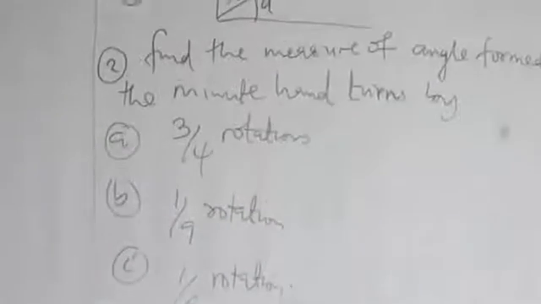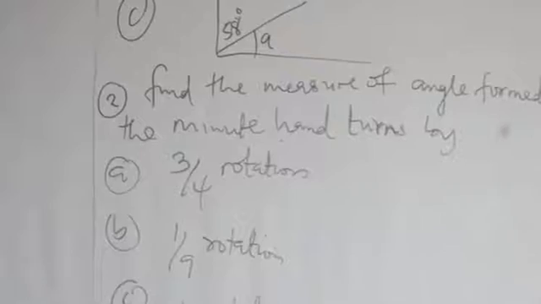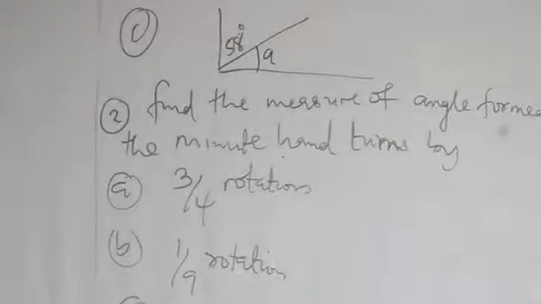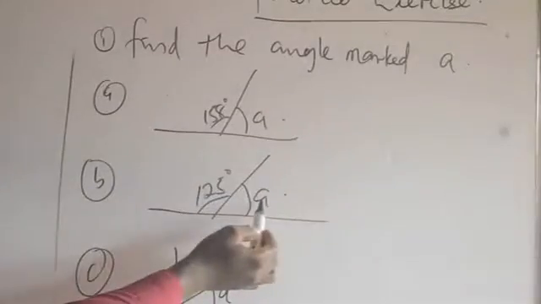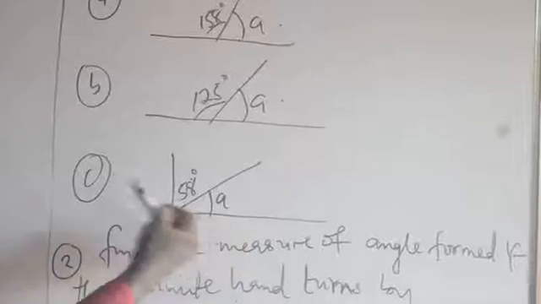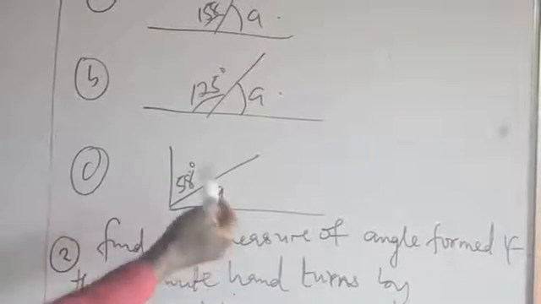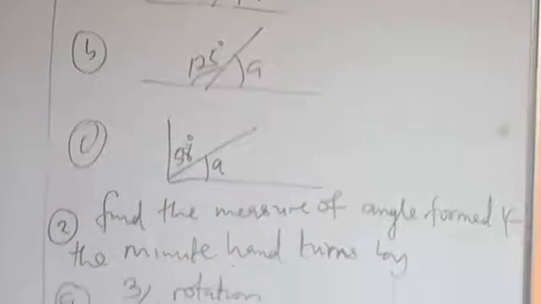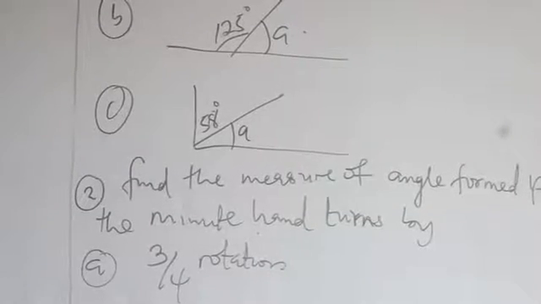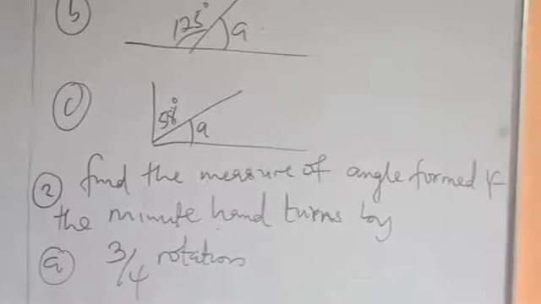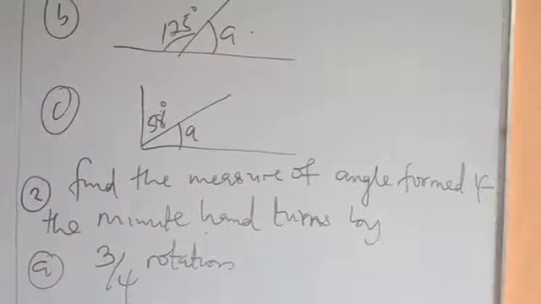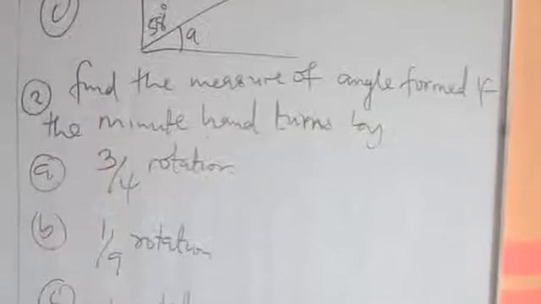Let me go through the practice exercise again. Practice exercise. Find the angle marked A. You are expected to calculate this angle marked A, and this angle, and lastly we have the C part. The angle is also marked A. You are expected to calculate the angle. Then 2, find the measure of angle formed if the minute hand turns by 3/4 rotation, 1/9 rotation, and 1/6 rotation.